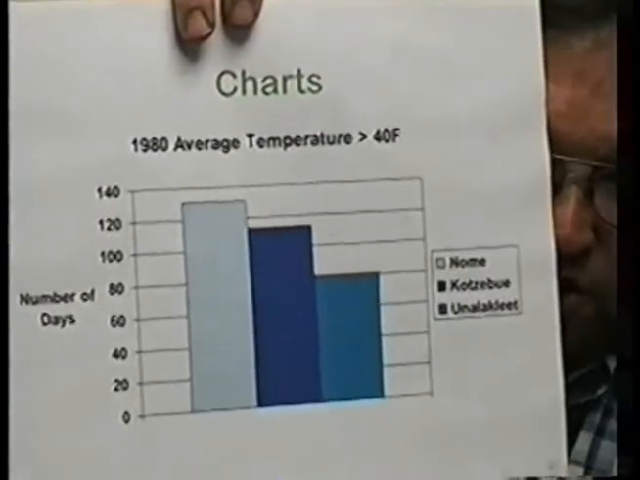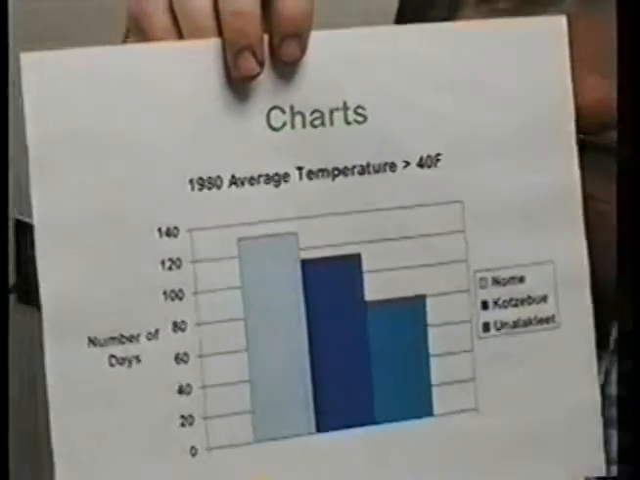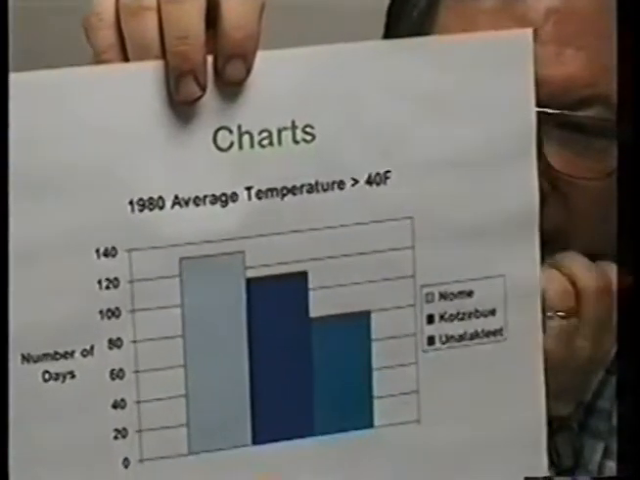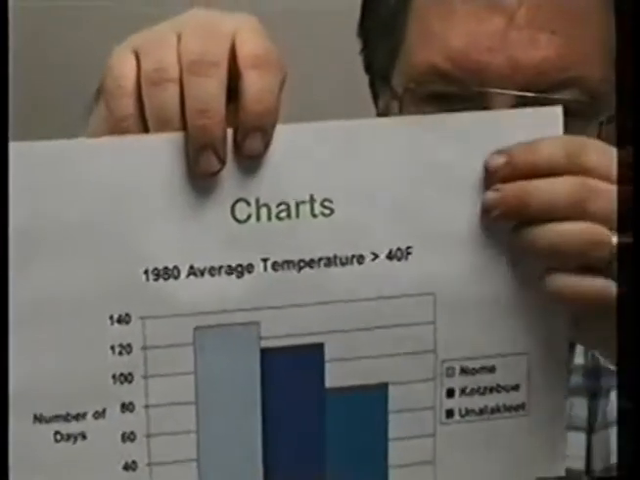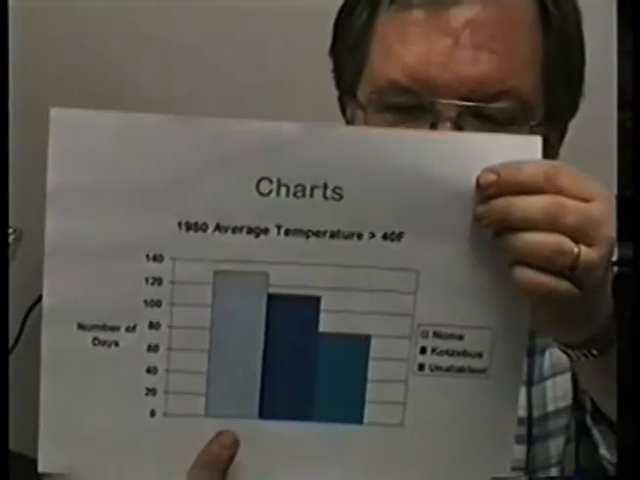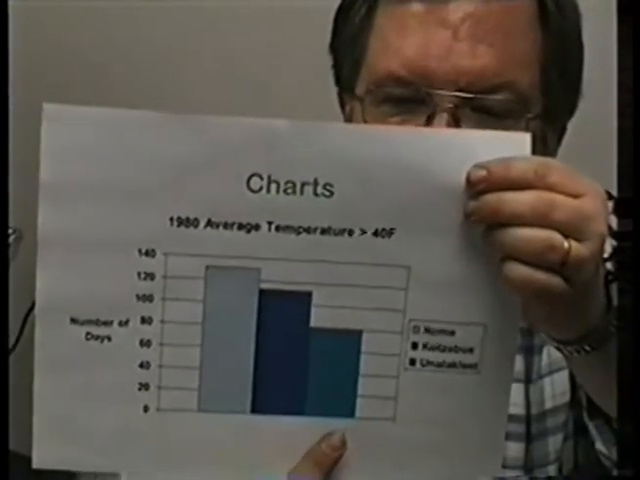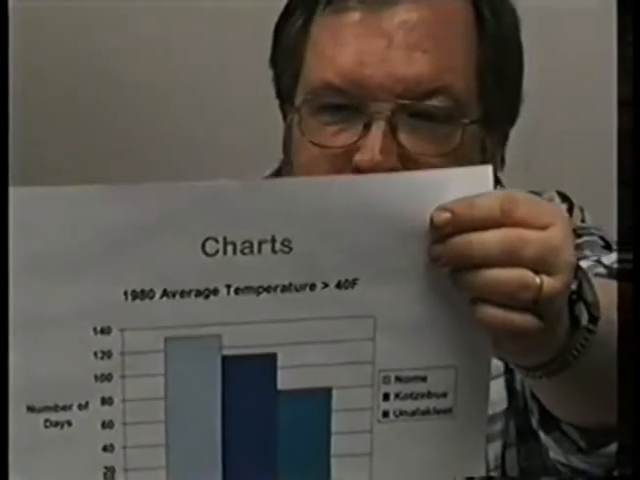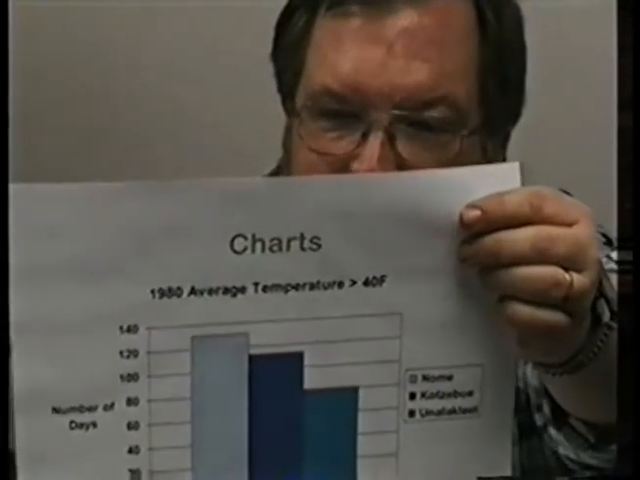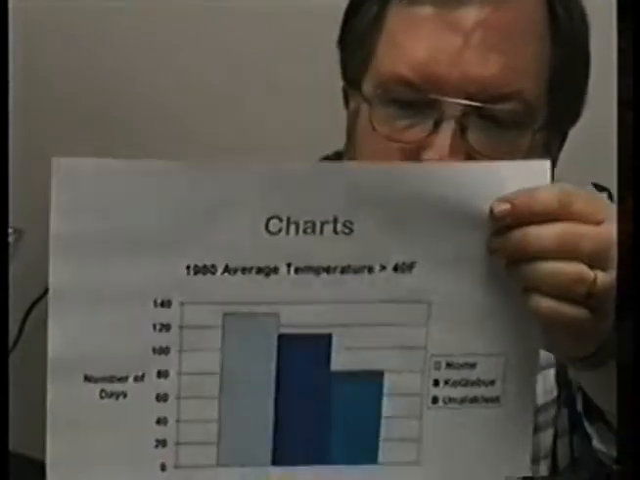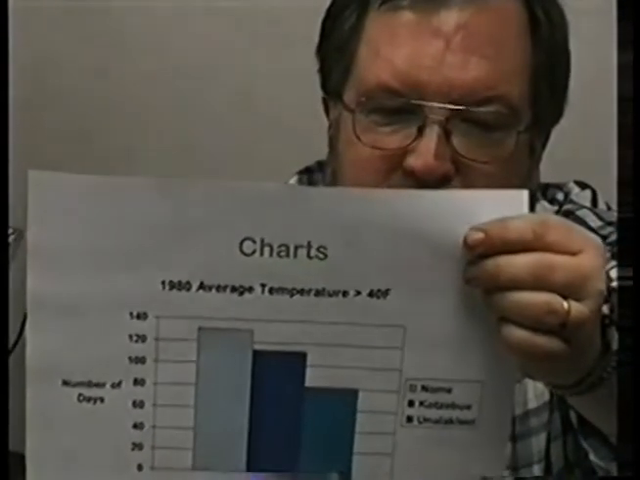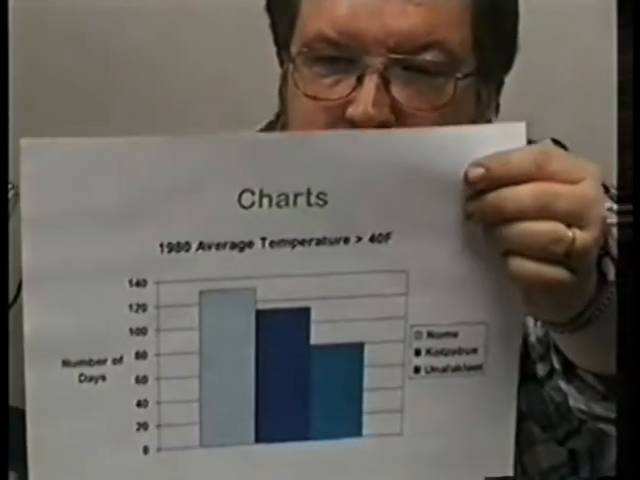Well, in this bar chart, now you can get an idea. It has the total values on the side there, and it has Nome and Kotzebue and Unalakleet listed, and you can see now the number of days that the average temperature was above 40 in 1980. Nome had the highest number, followed by Kotzebue, and then finally Unalakleet had the lowest number.